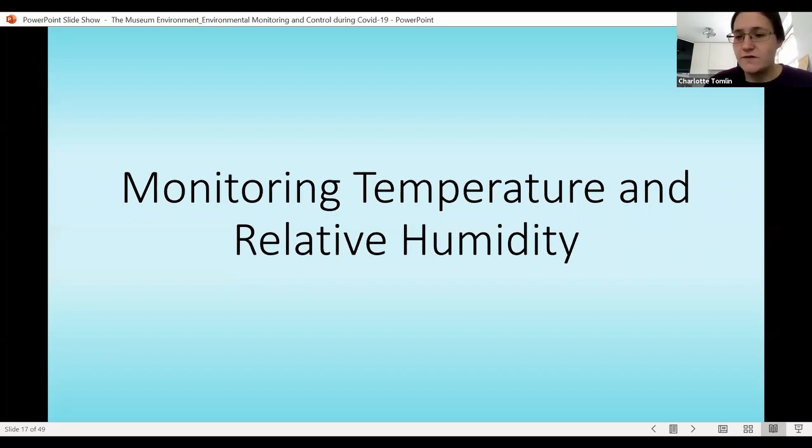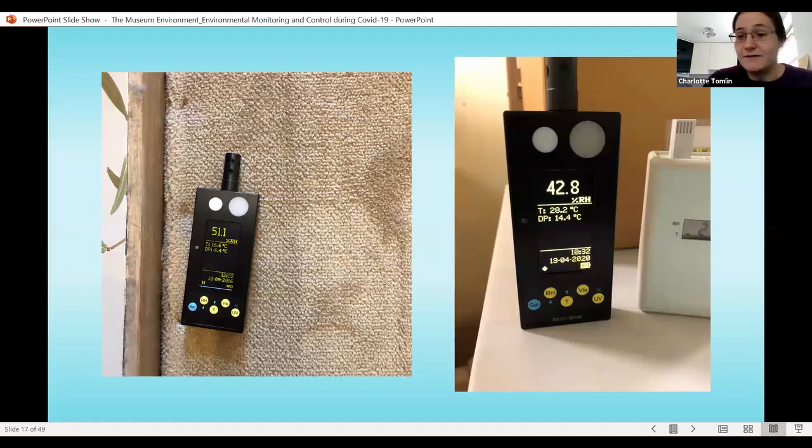So what methods can be used to monitor the temperature and RH? Monitoring can be undertaken using handheld devices like this one. This particular model is called an LSEC environmental monitor and can be used to take spot readings of temperature and RH, as well as visible light and UV.